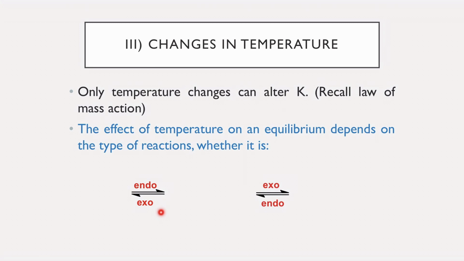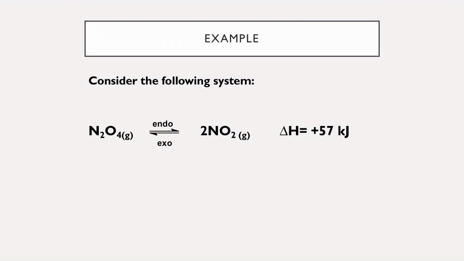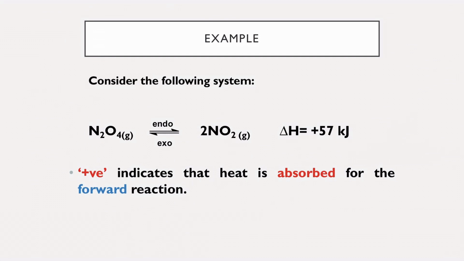Okay? So, this one right here, you can see that the forward reaction is endo and the backward reaction is exo, or reverse reaction. So here, forward is exo, reverse is endo. What do these 2 types of reactions tell you? Endo means an endothermic reaction is when your reaction absorbs heat. So that means right here, for this reaction, the forward reaction is endothermic.